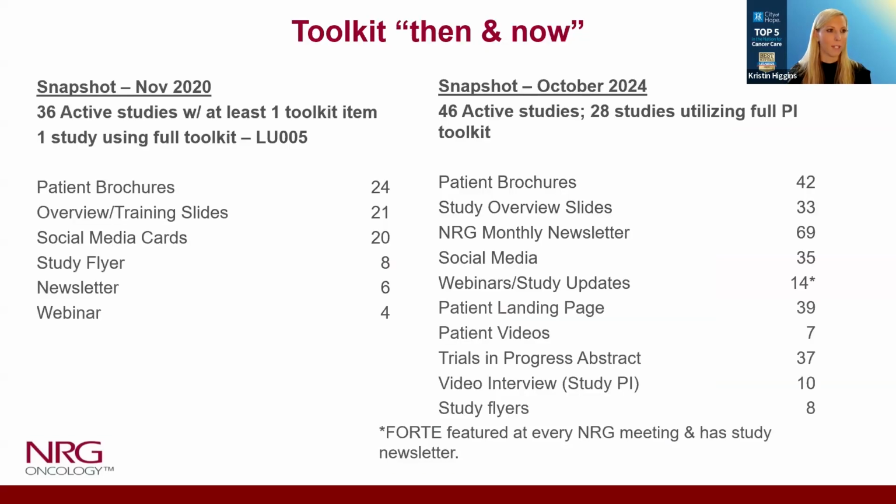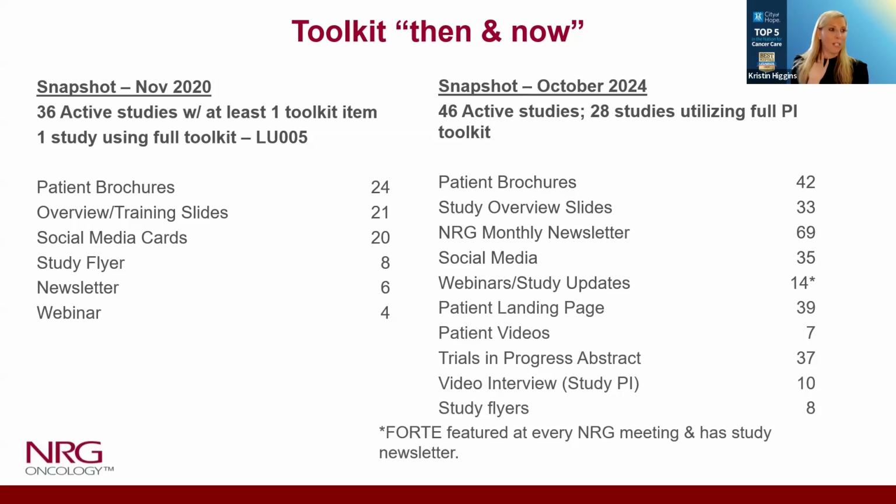So just another example of the toolkit in action. This is just a snapshot of our PI toolkit and what it looked like in 2020 versus now in 2024. In 2020, we took an inventory of our active trials. We had 36 active studies that had at least one of the toolkit items in use.